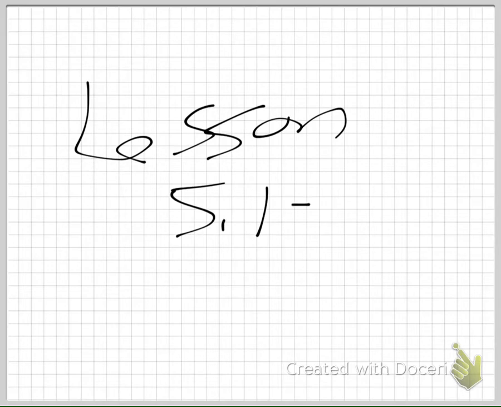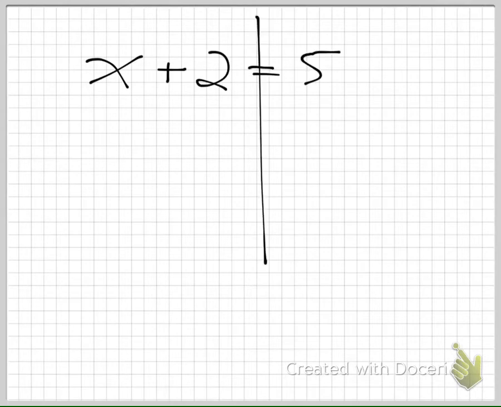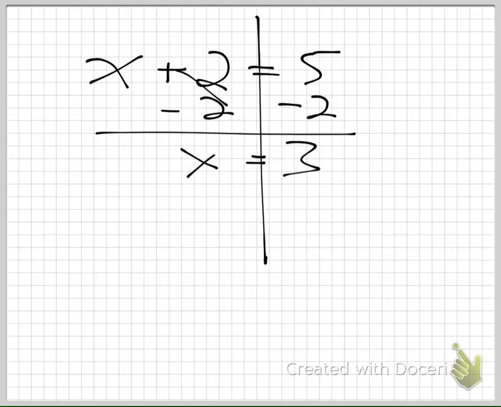All right, this is Algebra lesson 5.1 and 5.2. We're adding, subtracting, multiplying, dividing inequalities. Okay? All right, so we're going to start over here. If I have x plus 2 equals 5, we do that by putting my line on the equal sign, minus 2, x equals 3. Right?